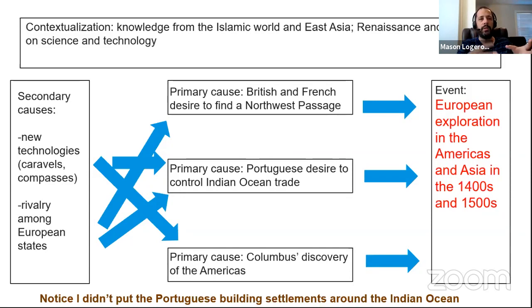The secondary causes are still important. You wouldn't see European exploration in the Americas without that, but they did not make it inevitable, where primary causes are the direct lead into it. Okay. Also, I put a little note at the bottom again, thinking about what you should not put. I didn't put the Portuguese building settlements around the Indian Ocean because that is part of the exploration and settlement in the Indian Ocean. That is the definition of the thing itself.